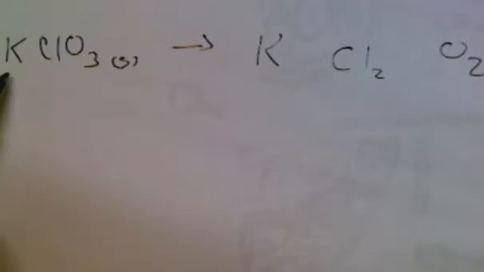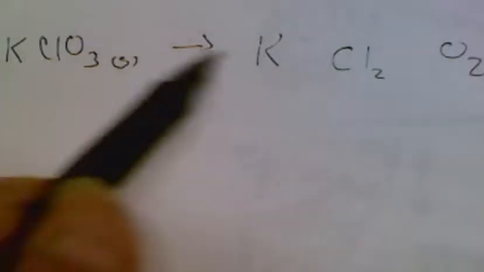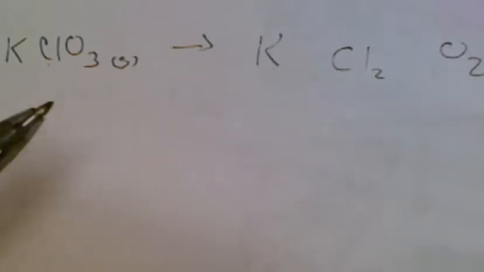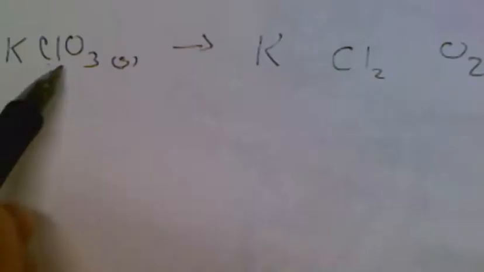So if I look on this side, I have one potassium and I'm good there. I only have one chlorine on this side and I've got 2 on that side. So let's go ahead and just see if we can balance it this way. Let's make the chlorine right. And now I have 2 chlorines on this side and 2 on that side.